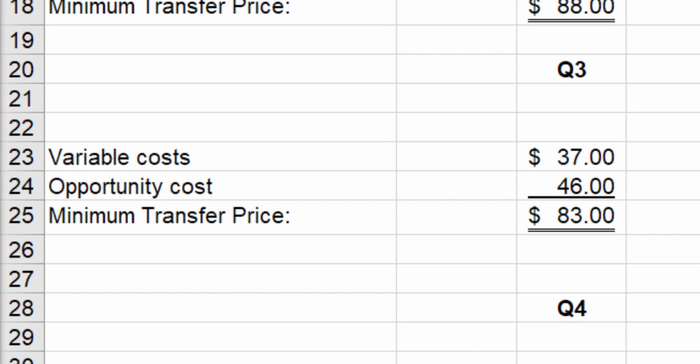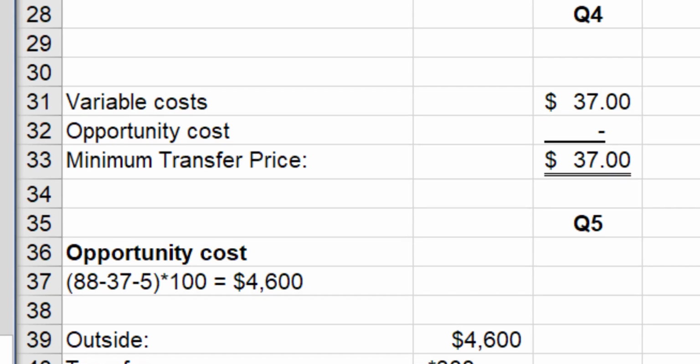or $83. If it helps you think about this another way, if we were going to sell this in the open market and we were going to get $88 as our selling price, we would still be paying right off the top $5 as a selling cost. So in our hands we would end up with $83, and as a result, that's the minimum transfer price we'd be willing to accept.